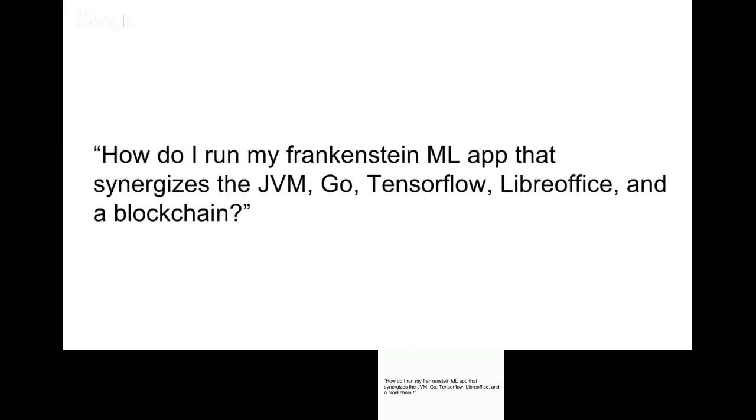And this extends quite logically to things like, how do I run my Frankenstein ML app that synchronizes a JVM, Go, TensorFlow, LibreOffice, and a blockchain? You think I'm exaggerating, but it turns out all it takes is like a goat sacrifice and a subsequent vision to tell you what linker flags to use to create this thing. But regardless, what we say is Bazel test. It's good to keep Frankenstein in the sandbox.